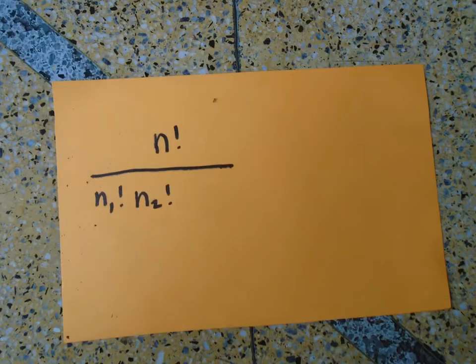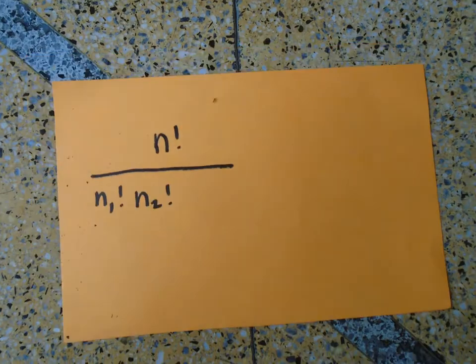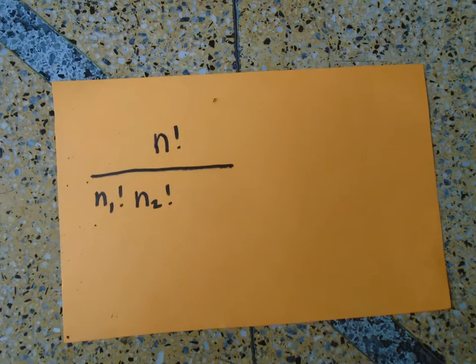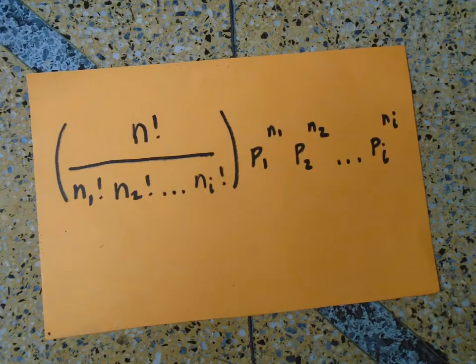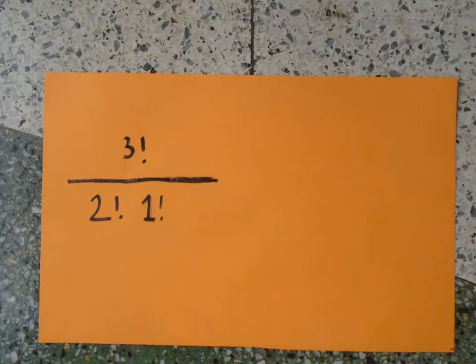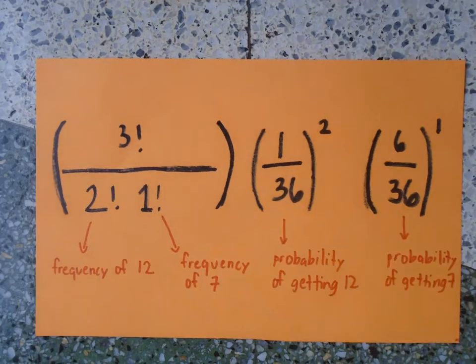Using its PDF, the quantity n factorial over n_1 factorial multiplied by n_2 factorial up to n_i factorial is multiplied by p_1 raised to n_1 times p_2 raised to n_2 up to p_i raised to n_i. We can get the probability of winning with these moves by solving.